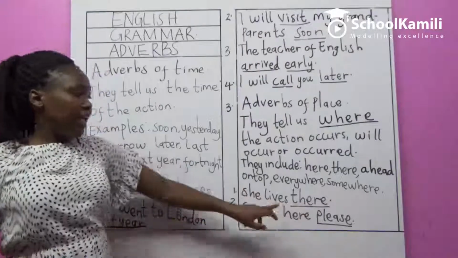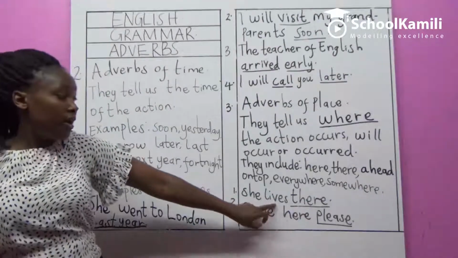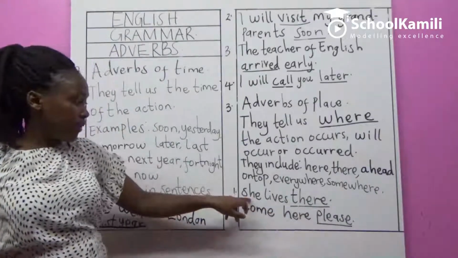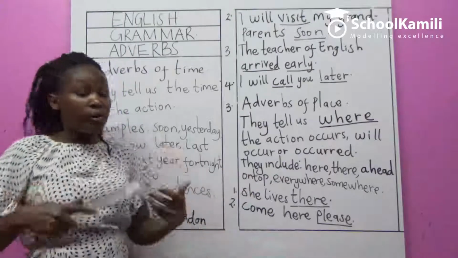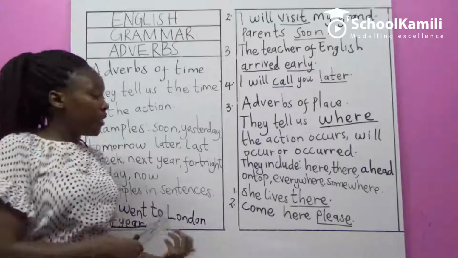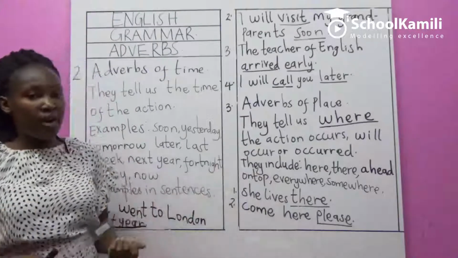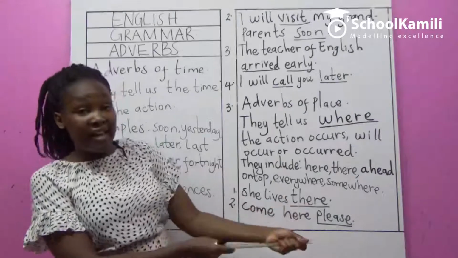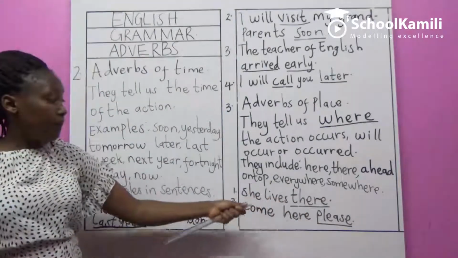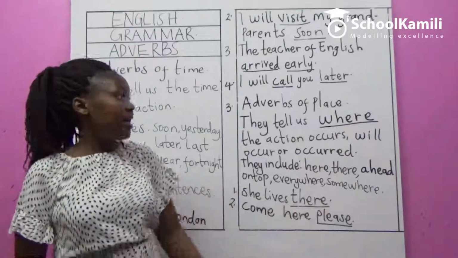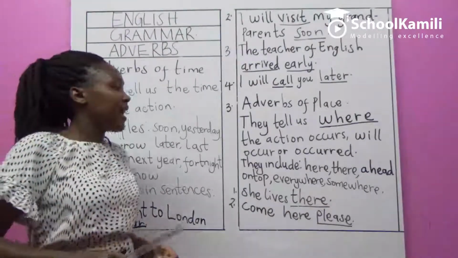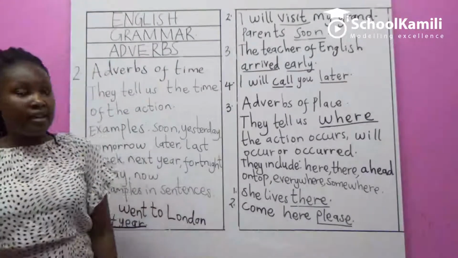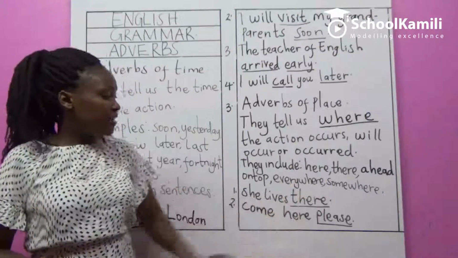She lives there. Lives is an action or a verb. Then she is a pronoun. That could be a girl or a woman. So we are talking about where she lives. It is something that is being done. The action that she's doing is lives, and there is used to show the place. So there is an adverb of place because it's telling us where she lives. It is telling us where the action occurs. And in this case, where the action occurs is there.